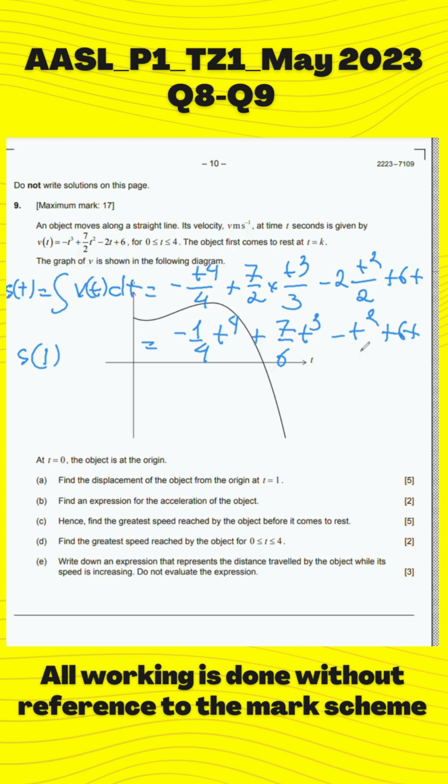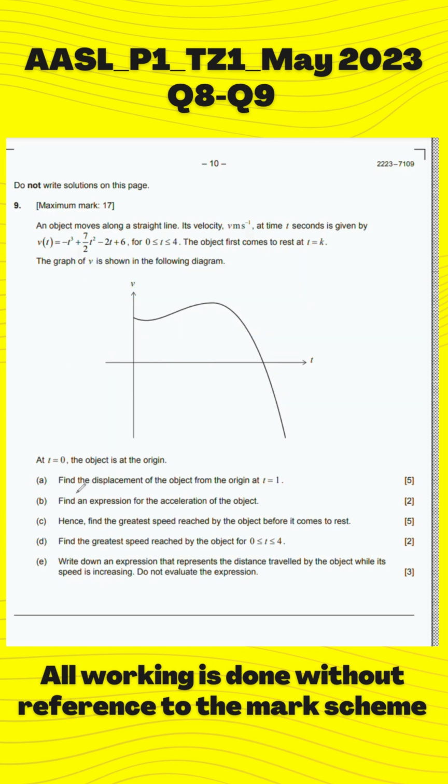Now they ask for S1. So we substitute t equals 1. So it will be negative 1 over 4 plus 7 over 6 minus 1 plus 6. And it will be 71 over 12 meters. Okay, now find the acceleration. The acceleration is the first derivative of the velocity. So we have negative 3t squared plus 7t minus 2.